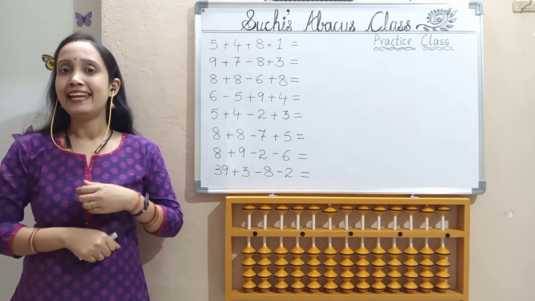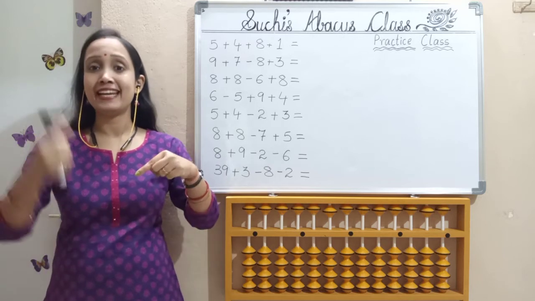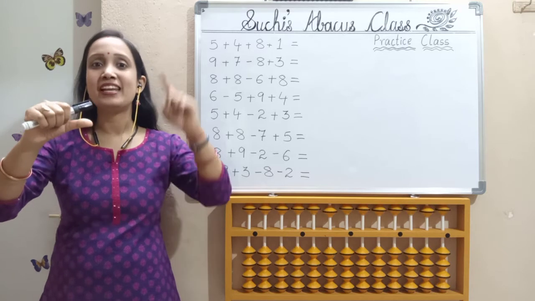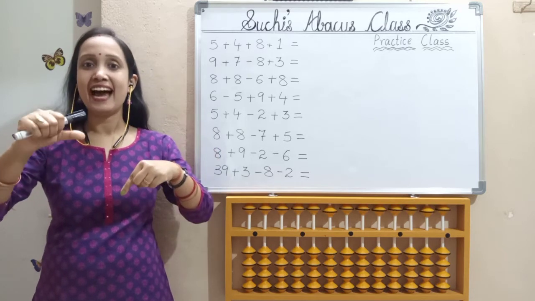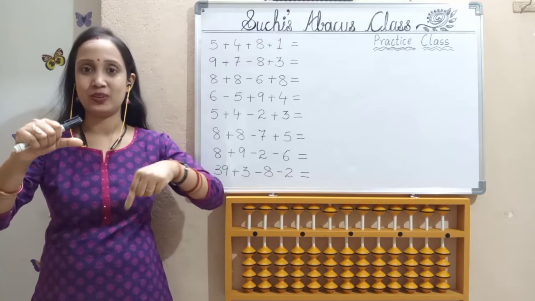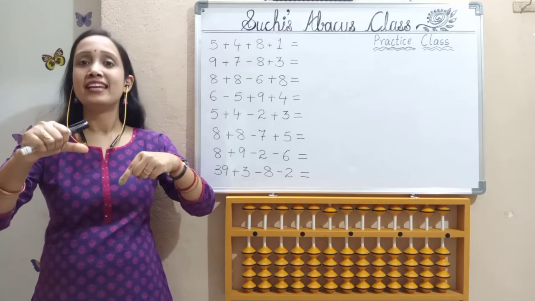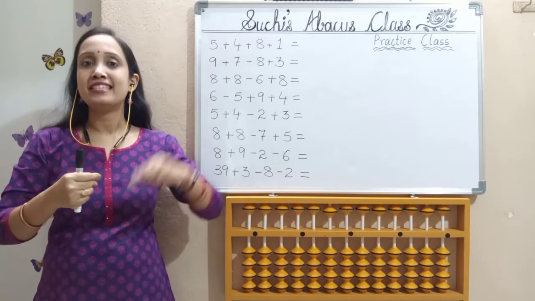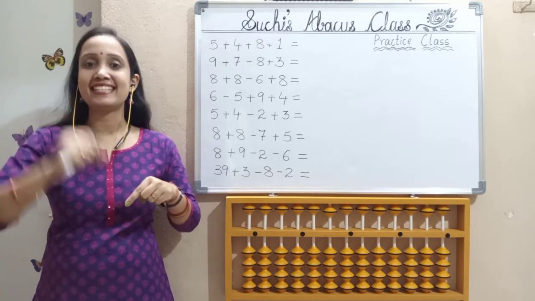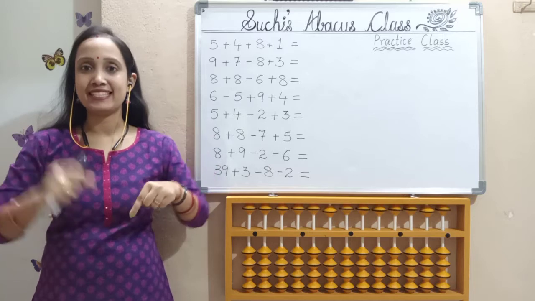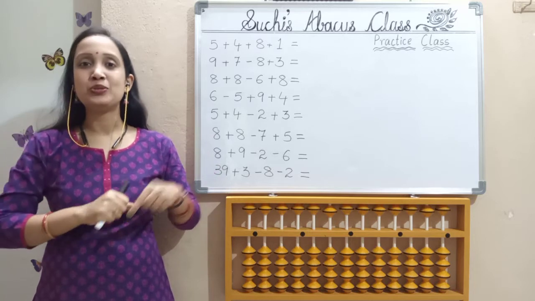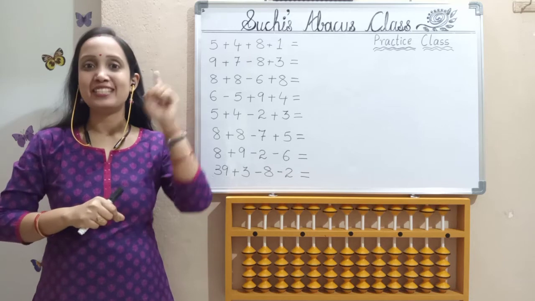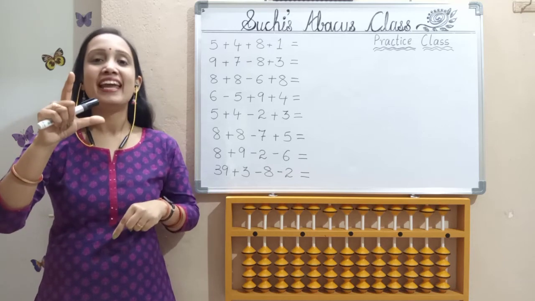Like that. Less value formulas are just the opposite. Less 9 is equals to less 10, add 1. Less 8 is equals to less 10, add 2. Less 7 is equals to less 10, add 3. Less 6 is equals to less 10, add 4. Less 5 is equals to less 10, add 5. Less 4 is equals to less 10, add 6. Less 3 is equals to less 10, add 7. Less 2 is equals to less 10, add 8. And the last one, less 1 is equals to less 10, add 9.